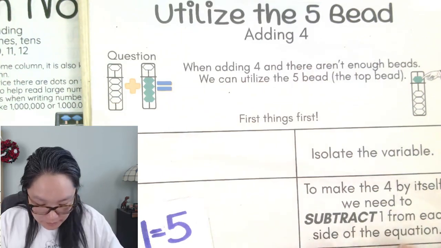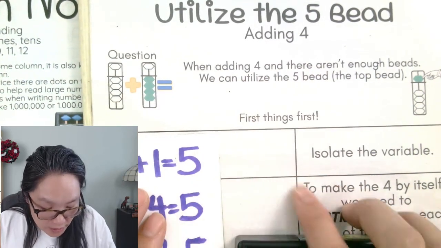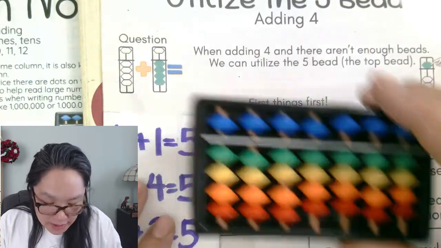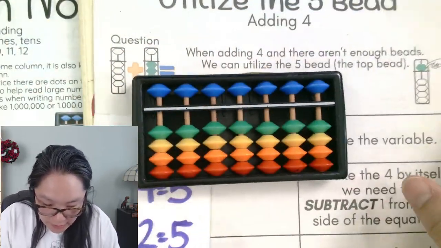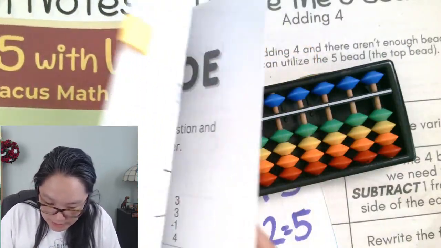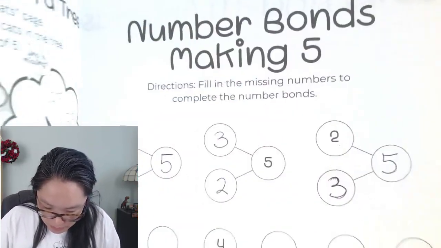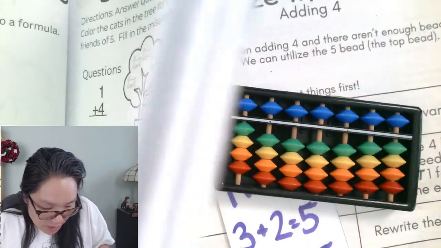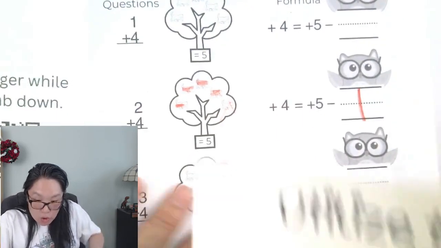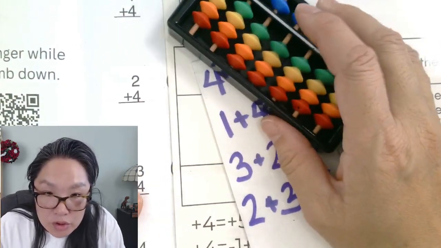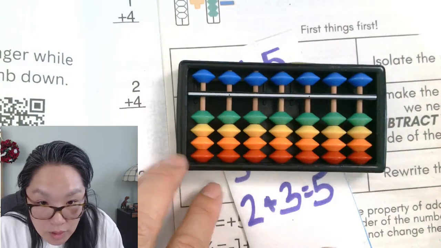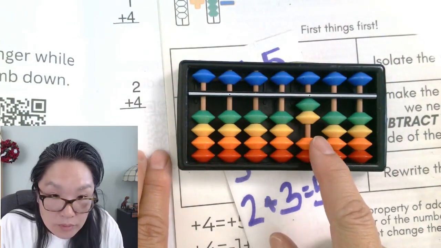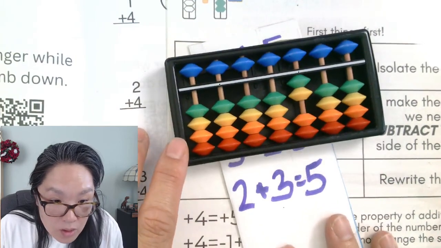Okay. So the first thing we're going to do is isolate the variable. Why are we going to do that? My question is 2. Let's do 2. I put 2 on the abacus, and then the question is add the 4. I want to add the 4.